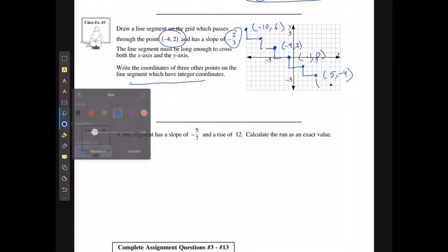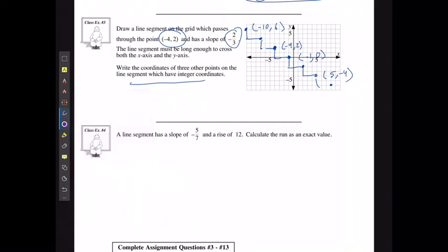And I should be drawing through, connecting these points, and putting in some arrows to say that it's going to go on and on forever.